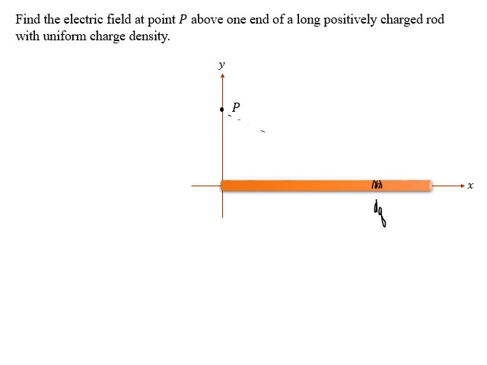We'll draw the electric field at point P created by dq. Since our charge is positive, the electric field points away. This is our element of electric field, dE, and it has components, dEy and dEx.